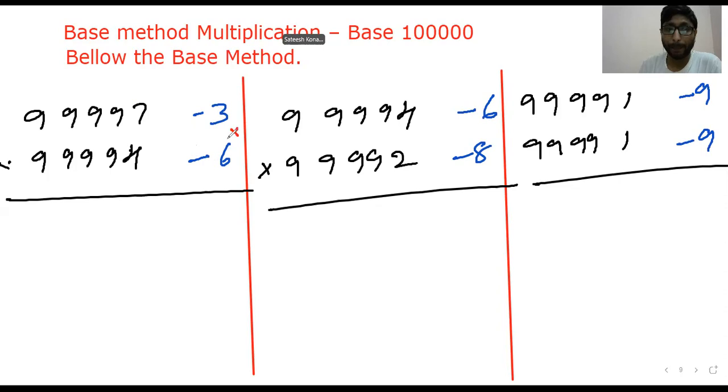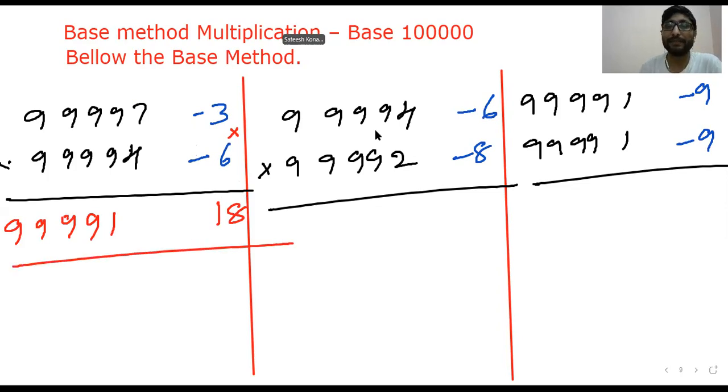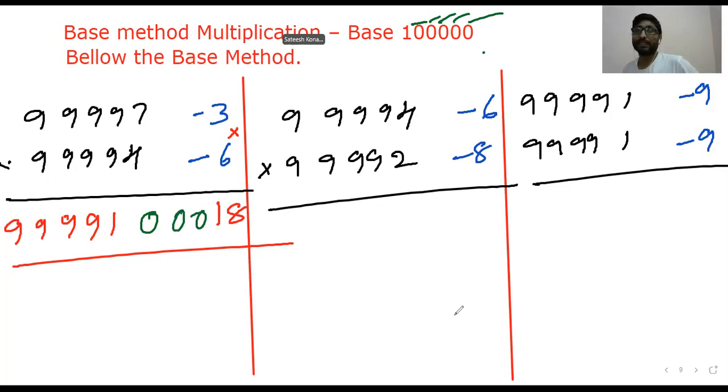So step 1, multiply: 3 sixes are 18. Cross subtraction: 99,991. The final answer is, how many zeros are here? How many zeros in the 1 lakh? 1, 2, 3, 4, 5 zeros. As it is 5 zeros, the answer should be 5 digits. 00018 is the answer. See, if you know the rule, you directly write it in 2 to 5 seconds.